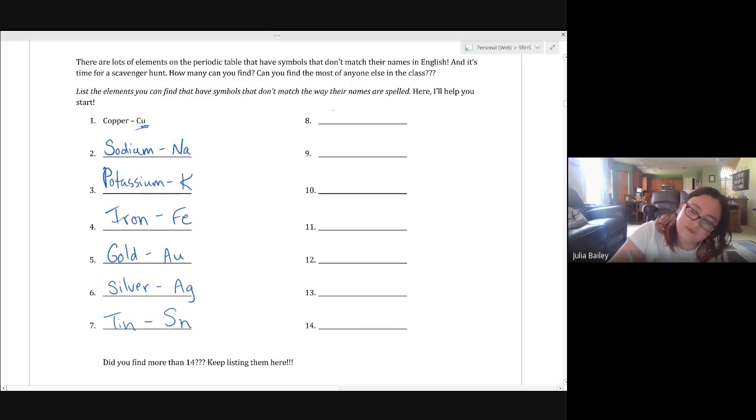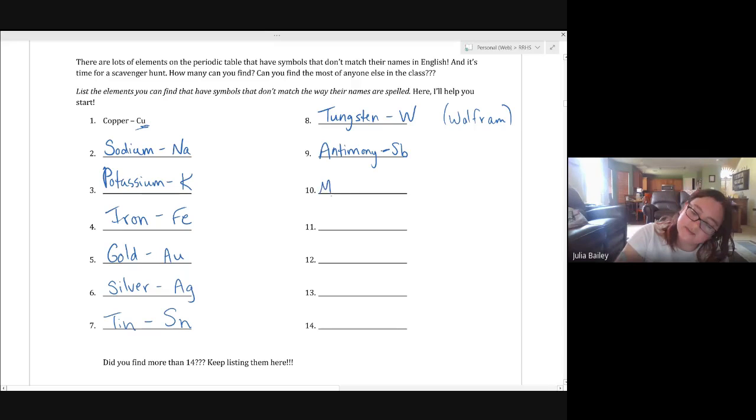Tungsten actually comes from German. The symbol for tungsten is a W because in German, the word for tungsten is Wolfram. Wolfram, in a German accent, probably. Antimony, Sb. If I'm being totally honest, I have no idea where that Sb came from. I've never bothered to Google it.